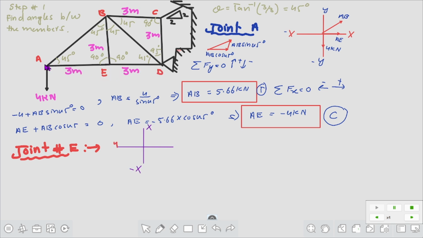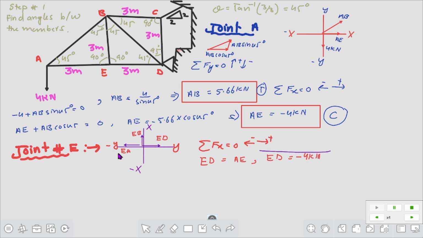Now I will take joint E to compute the forces in EB and ED. I have the value of AE, which is 4 kilonewton. If I make a free body diagram of these three members in XY coordinates, it will look like this. This is member ED, EB and EA. ED will be found from the summation of all horizontal forces. There are only two horizontal forces, ED and EA. So ED equals EA, and ED equals 4 kilonewton.